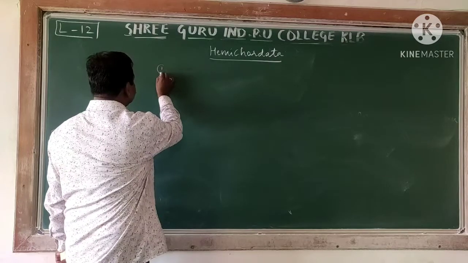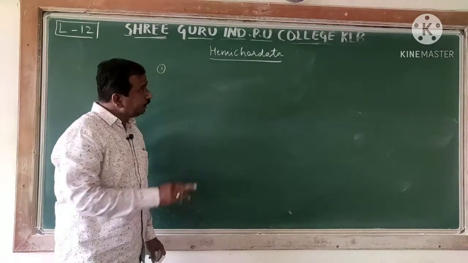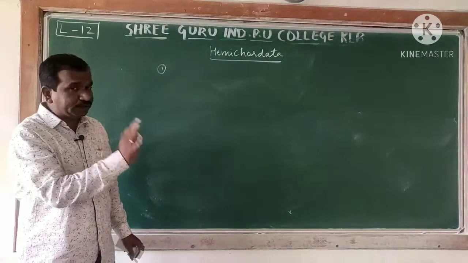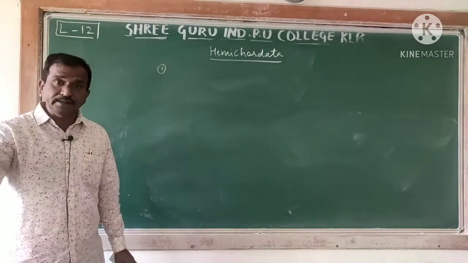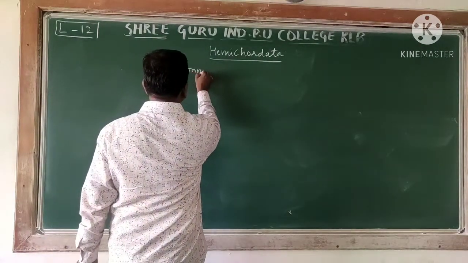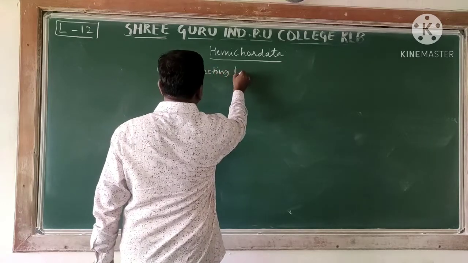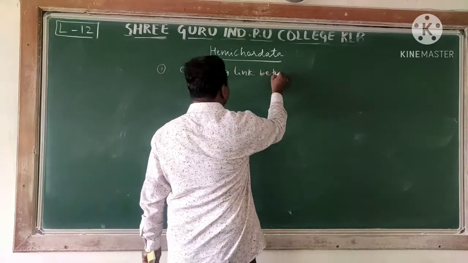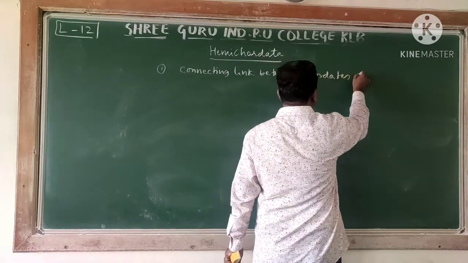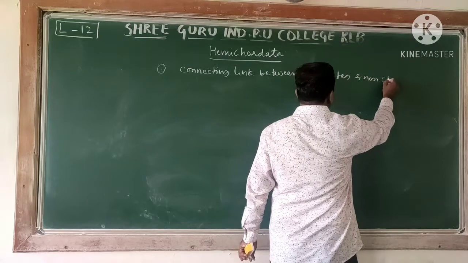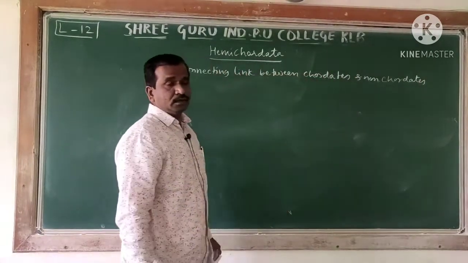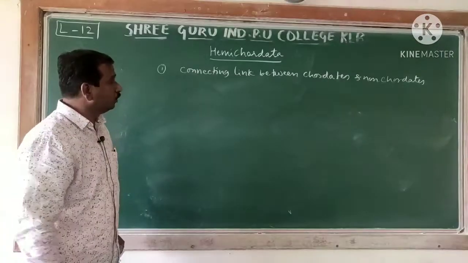So number 1, the meaning I told you we have to write, and I told the characters also. Hemichordata, these are the connecting link between chordates and non-chordates.